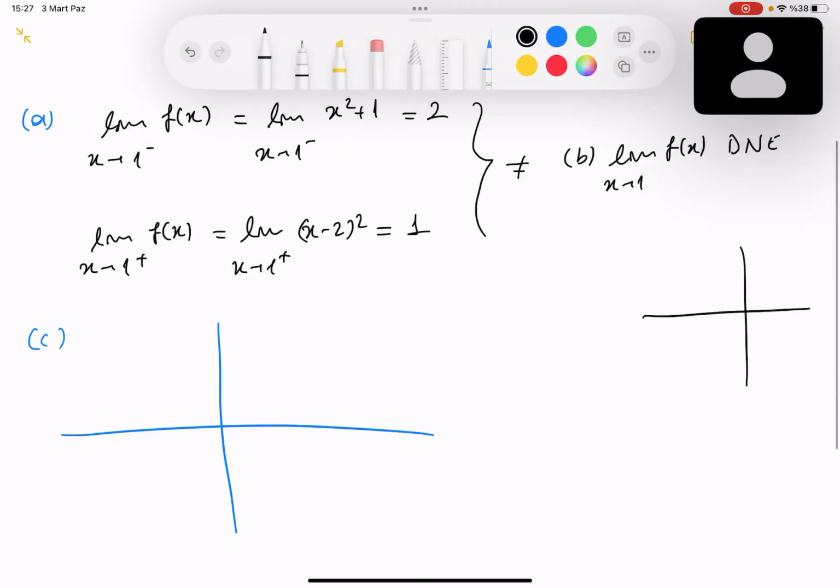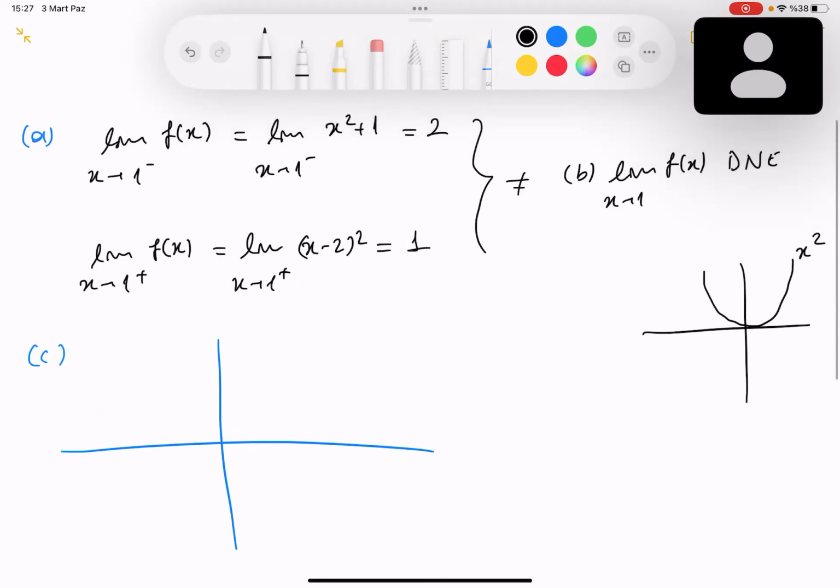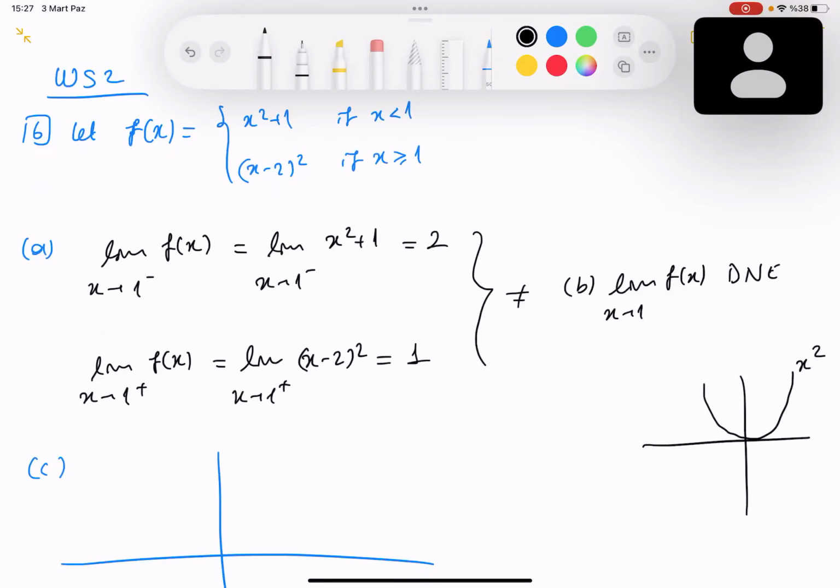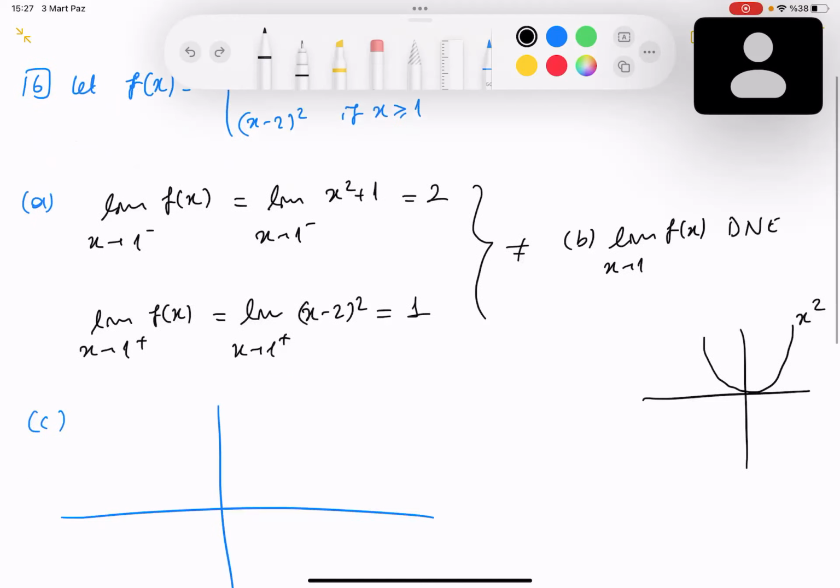For that, you already need to know the graph of x squared. So we will use that. First, check the boundary. When x equals 1, assume that you have equality there. If you had equality there, you would get 2 as the image, right? You don't have equality, so you just plot an empty dot.